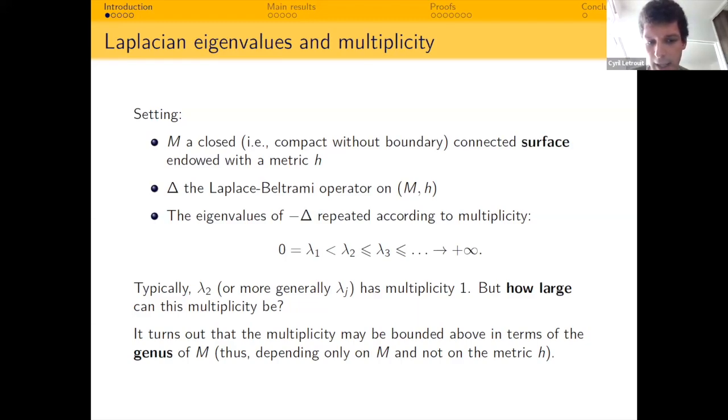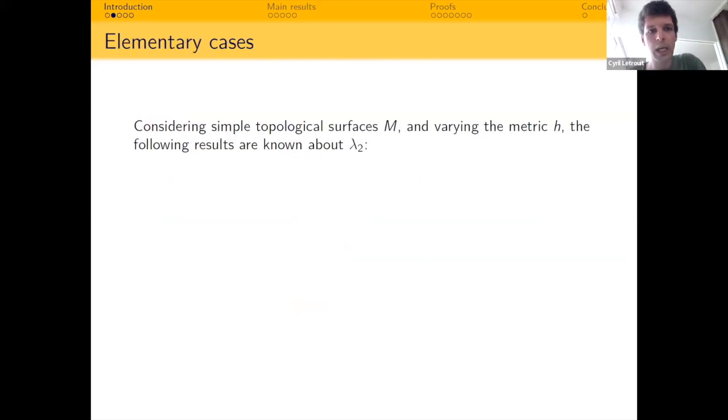It turns out that the multiplicity may be bounded above in terms of the genus of M. And this is a bit surprising at first sight because the genus is topological and doesn't see the metric. It means you will have some bounds which are only depending on the genus and not on any information on the metric. So to start, I will present elementary cases.